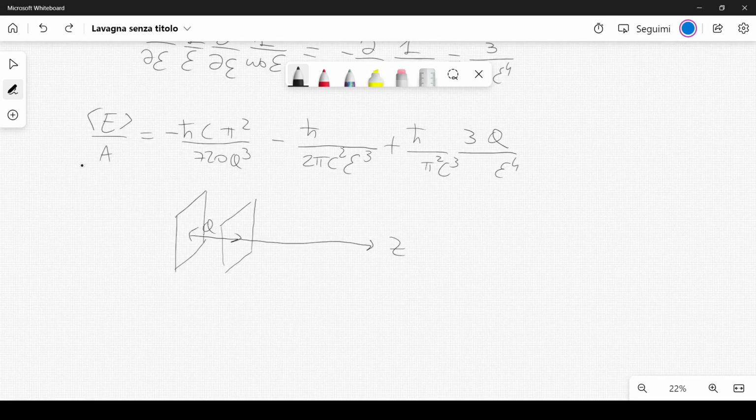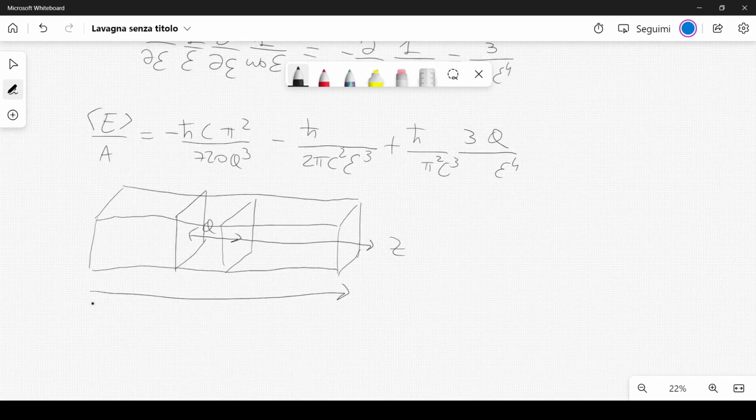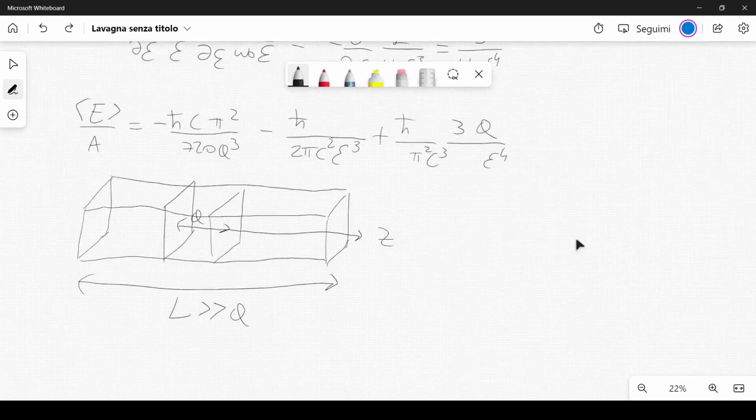But now we can put these plates inside a box, and you can think of this as a very long parallelepiped along the z-axis. So the length, the dimension over the z-axis of this parallelepiped is equal to L, and we assume that L is much larger than a, and you have to think that L goes to infinity. Okay? So we can resolve the issue if we make the z direction periodic with this size L.